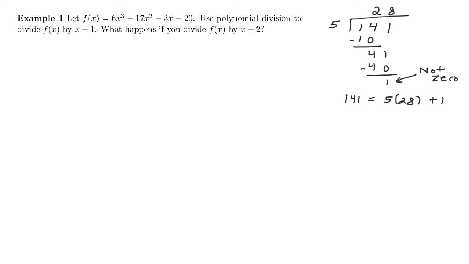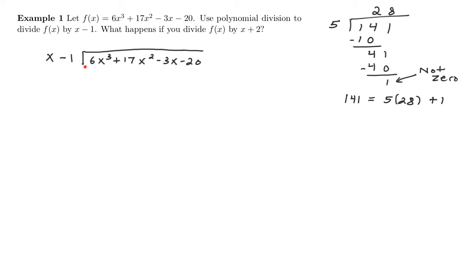So I want to duplicate this process, but I want to do it with 6x cubed plus 17x squared minus 3x minus 20, but we're going to divide it by x minus 1. And we're going to set it up almost identically to this process here, where outside of my division, I put the x minus 1, and inside I put 6x cubed plus 17x squared minus 3x minus 20. And I work through it in the exact same way. But it's different here because you have to use some rules of exponents. So let's see what that looks like.